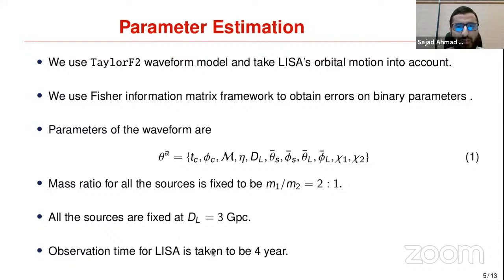Now I will discuss the setup for our analysis. We use the Taylor F2 waveform model and take LISA's orbital motion into account. We use the Fisher information matrix to obtain the errors on the binary parameters, and our parameter space is shown here. t_c and phi_c are the time and phase of coalescence, and these two are the mass parameters. The thetas and phis give the position and orientation of the binary, along with the spins. We fix the mass ratio to be 2:1 and consider sources fixed at a luminosity distance of 3 gigaparsec.